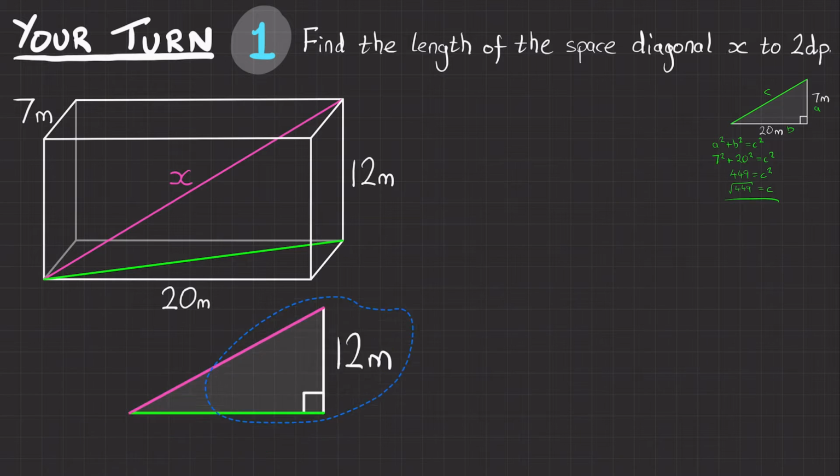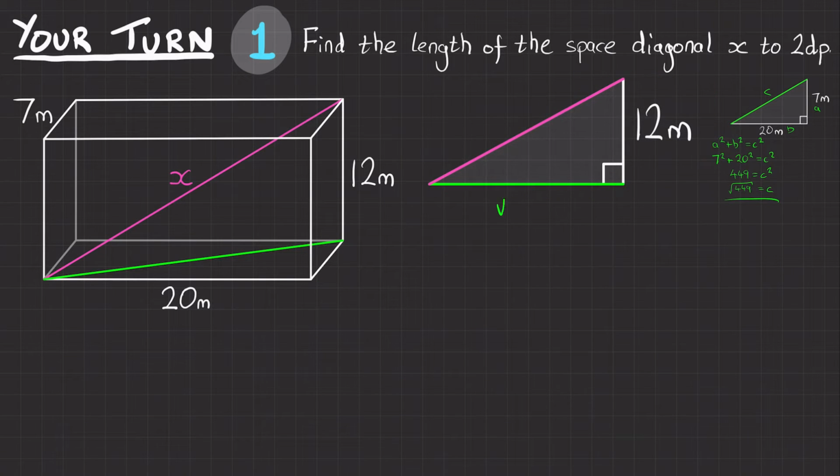We can fill in the rest of the information on this triangle now. So we've got root 449 meters. The pink side is also called side length x, so I'm going to write that on here as well. Write down Pythagoras' theorem, a squared plus b squared equals c squared. Write down the side lengths of the triangles. We've got the side c, as always, hypotenuse. I'm going to call this side a and this side b.